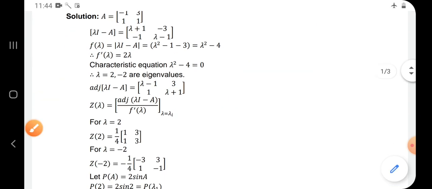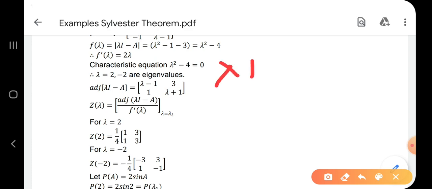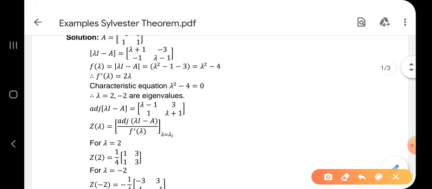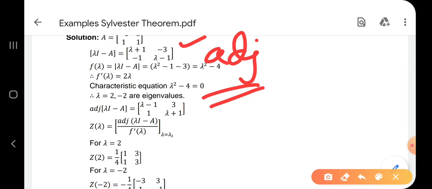Now find the lambda I minus A matrix. This matrix we require. So here lambda I minus A is lambda plus 1, minus 3, minus 1, lambda minus 1. Now its adjoint we have to find. For a 2 by 2 matrix we know how to find the adjoint. Just interchange the diagonal elements and multiply the other elements by a minus sign.